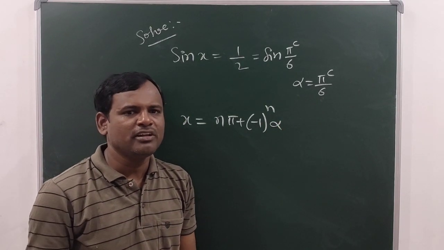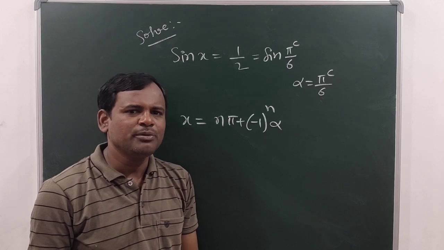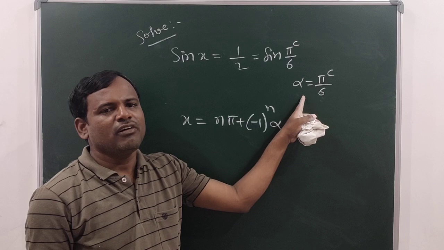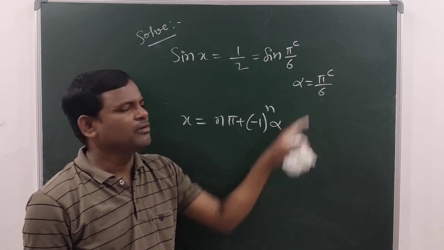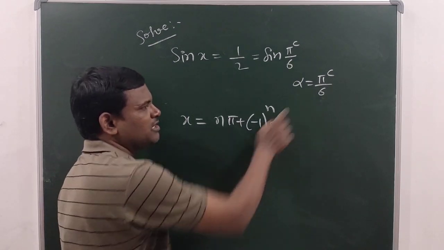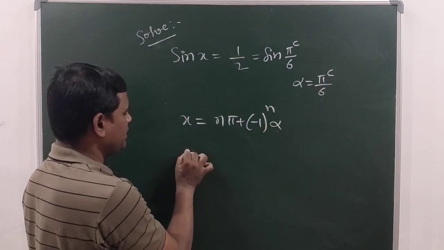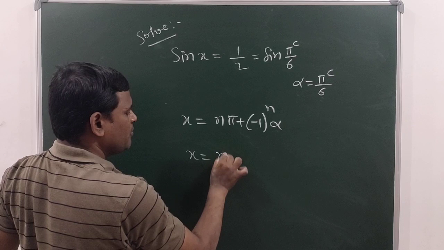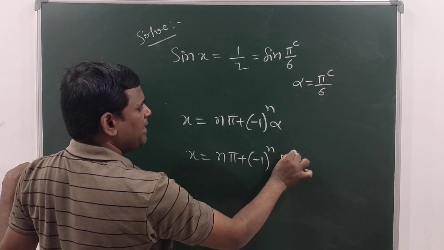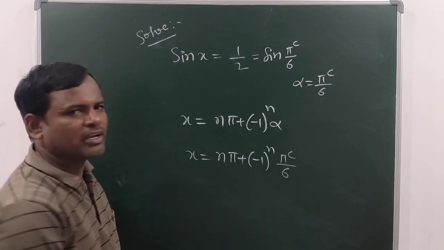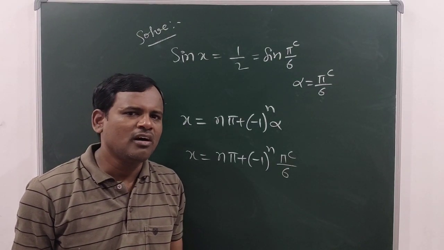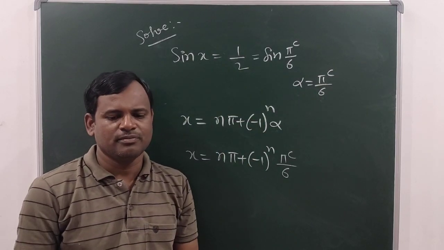What is the principal domain of sine? Minus 90 to plus 90. For which value of alpha is it going to be 1 by 2? 30 degrees. Now collect that 30 and come back and write over here. Now x is equal to n pi plus minus 1 whole power n pi radians by 6. So this is the general solution of this given equation.